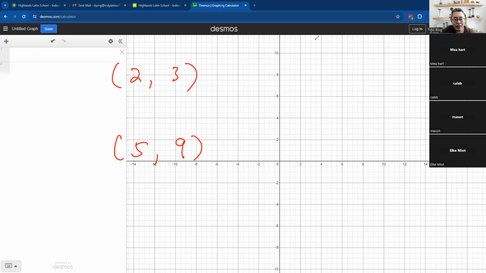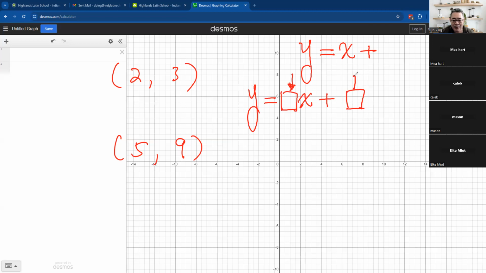Well, just like early on, last time we wrote this, x plus something, right? So we write in this form, y equals, then there will be our slope, and there will be our b, okay? So we need to figure out what this is and what that is. Good, Roger? Okay, Caleb?